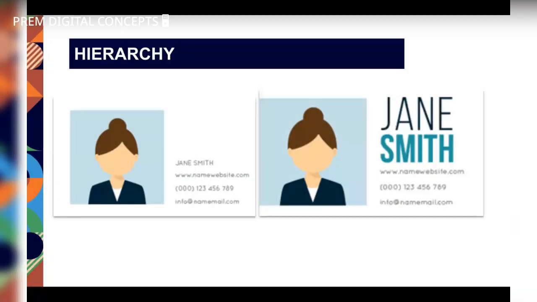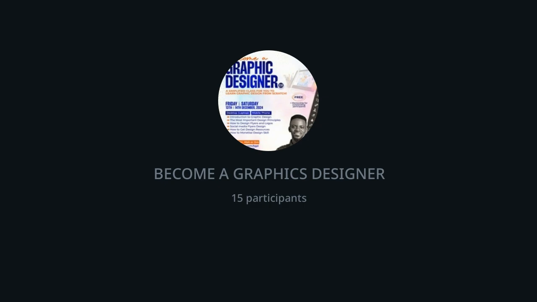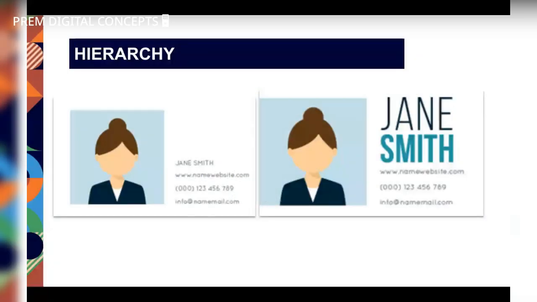Looking at this example now, Jane Smith, the first thing you will see is a female picture. Then you see her name and other information. But the first one that does not have hierarchy, you just see the picture and then you move to other information. That means every other thing is just to see. It's not really important. But the second image is telling us that her name is important as well after we see a picture.